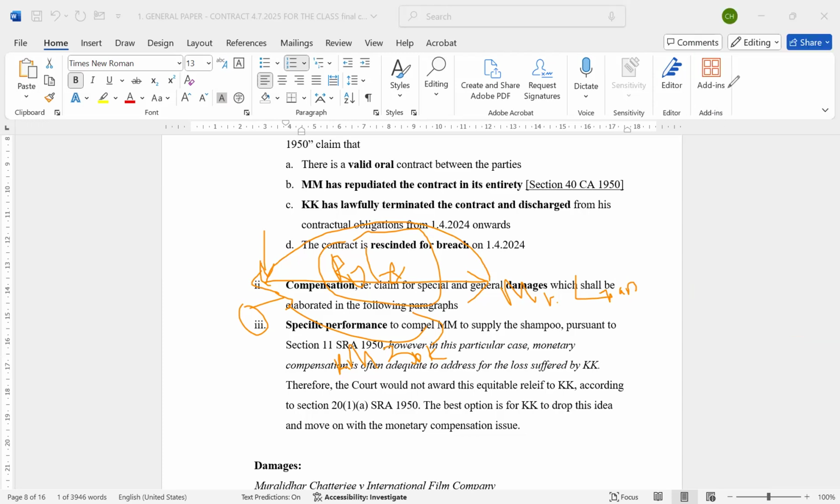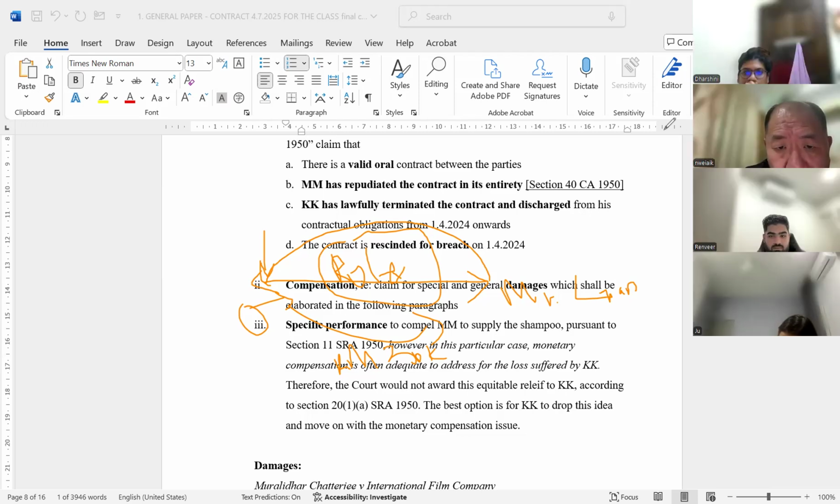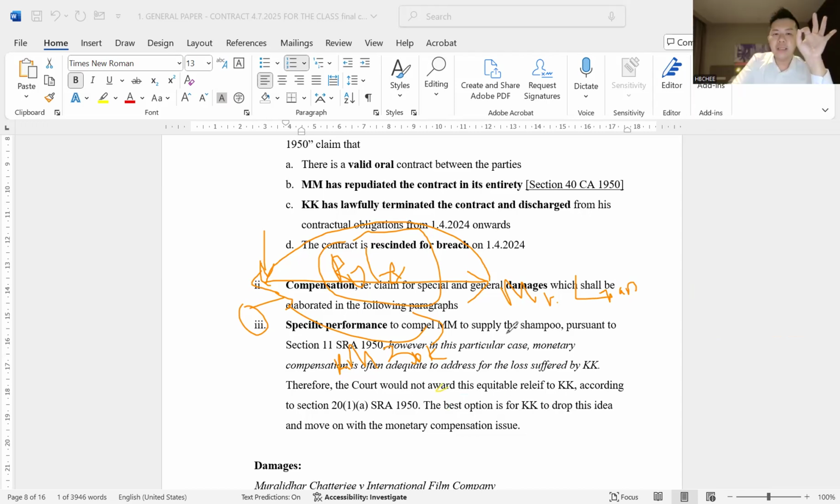So what is going to happen if I pray for rescission ab initio is that I will have to return the fake Rolex to Mr. Gan, and Mr. Gan will need to pay me back the 30,000 ringgit that I have paid him. So this is one version and one type of rescission.